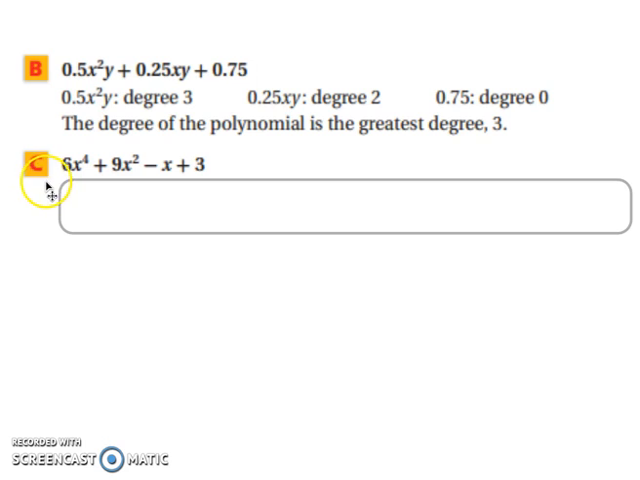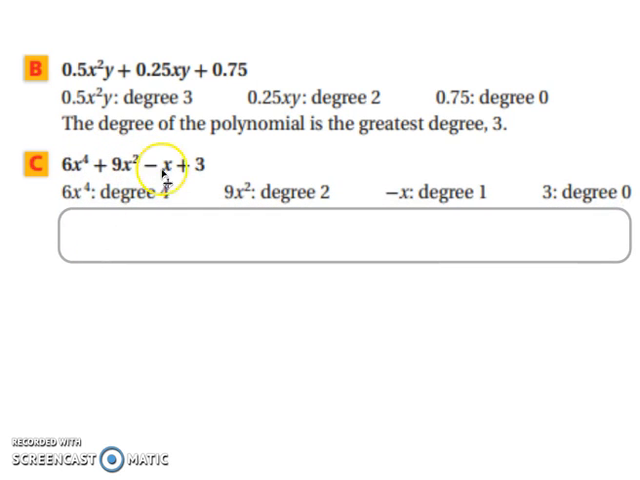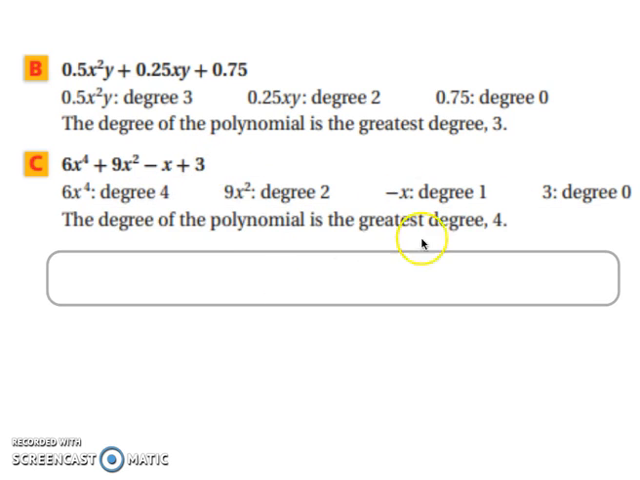Try C on your own. Now that you've had a chance to try C on your own, let's see how close you came. So we have a degree of 4, 2, 1, and 0. So the largest one is 4, so it has a degree of 4.